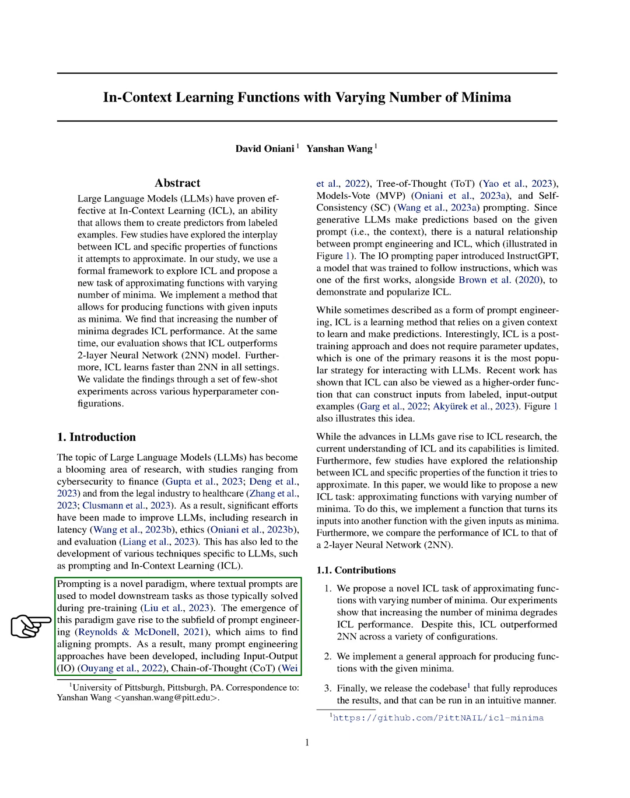Prompting is a fresh approach where we use text prompts to model tasks that are usually solved during pre-training. This has given birth to a new area called prompt engineering, which is all about finding the right prompts. Several prompt engineering methods have been developed, including input-output, I/O, chain of thought, COT, tree of thought, TOT, models vote, MVP, and self-consistency, SC, prompting.